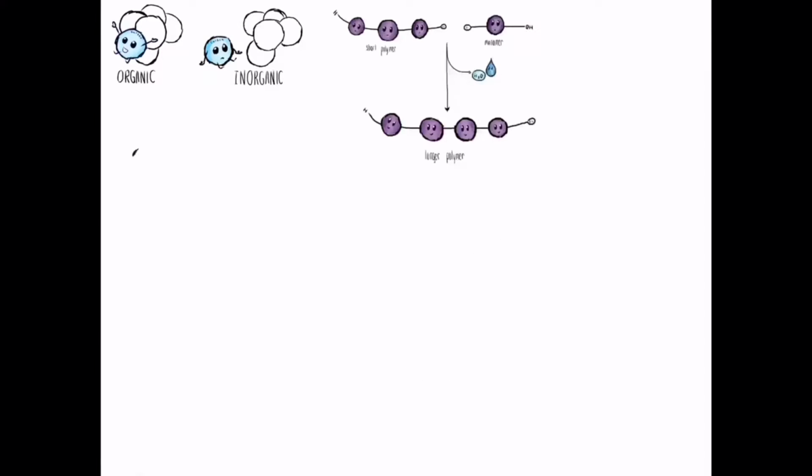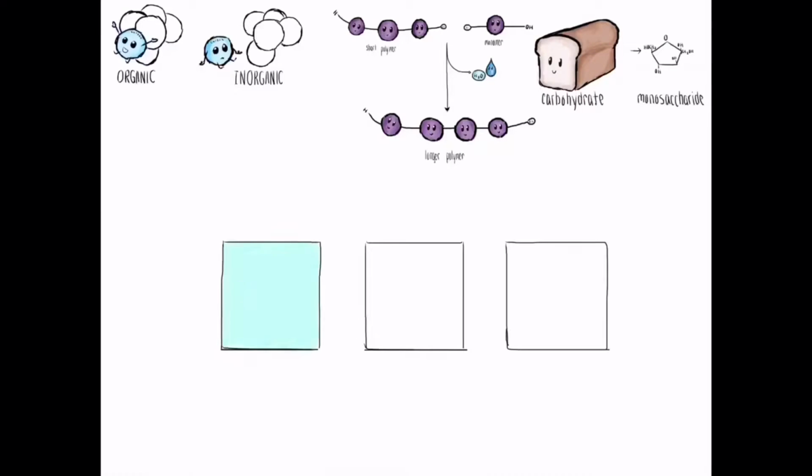Next, we're going to be talking about carbohydrates. A carbohydrate can be broken down to release energy in living organisms. This loaf of bread you see here is an example of a carbohydrate. The monomers of carbohydrates are called monosaccharides. A saccharide is a sugar unit. Thus, as you can probably guess, a monosaccharide is also a sugar unit.